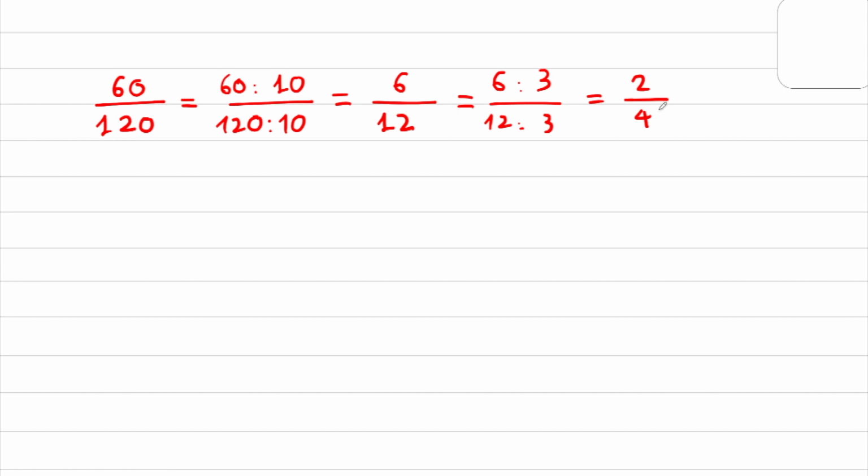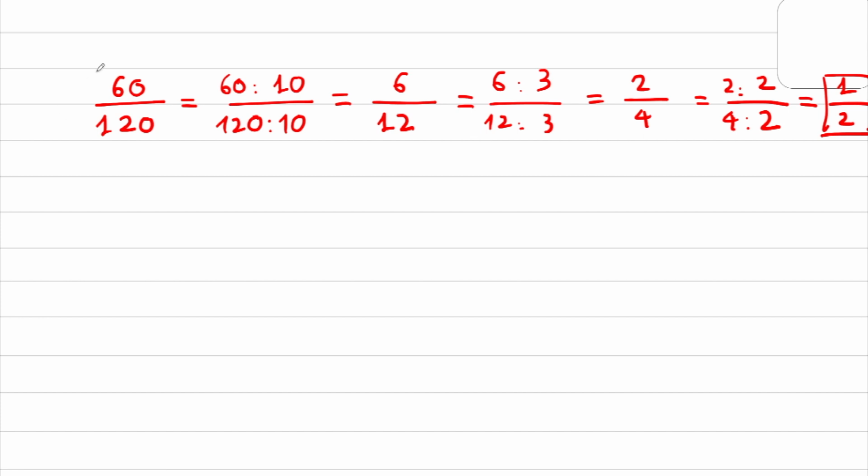Oh, 2 over 4? Yeah, 2 over 4 can also be divided by 2. So 2 divided by 2 one more time, 4 divided by 2 one more time. And after that, I get 1 over 2. With 1 over 2, I cannot simplify more. I cannot divide 1 and 2 by another number. So I will stop my action here.